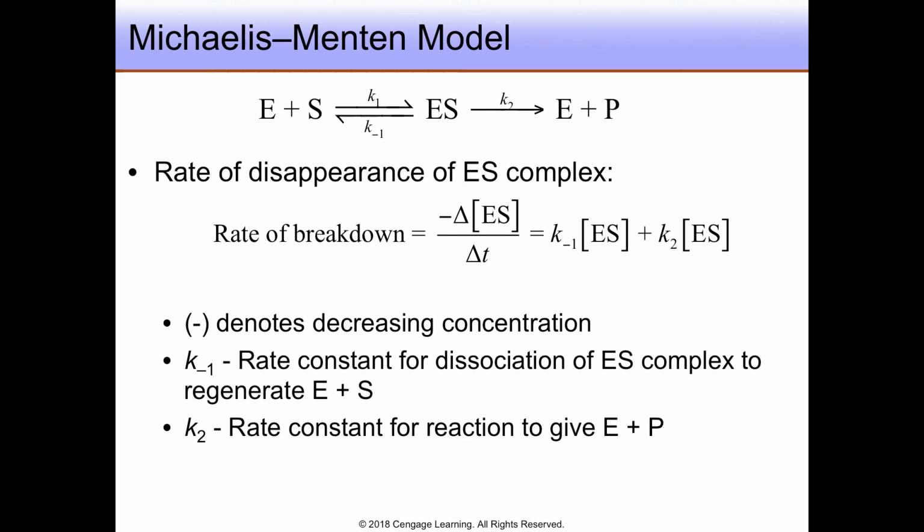From our reaction scheme, we can see that ES can disappear in two ways. Either the substrate will dissociate from the enzyme before forming product, or substrate can get converted to product. The overall rate of ES breakdown is then the sum of these two rates. The rate of the dissociation of ES is K-1 times the concentration of ES. The rate of product formation is simply K2 times the concentration of ES.